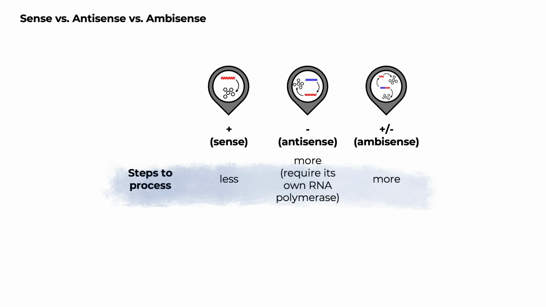And for ambisense strand, because it has both, it usually requires more complex mechanisms to be able to ensure that both of those processes can be carried out correctly. And in terms of complexity, definitely the sense strand will be less complex.